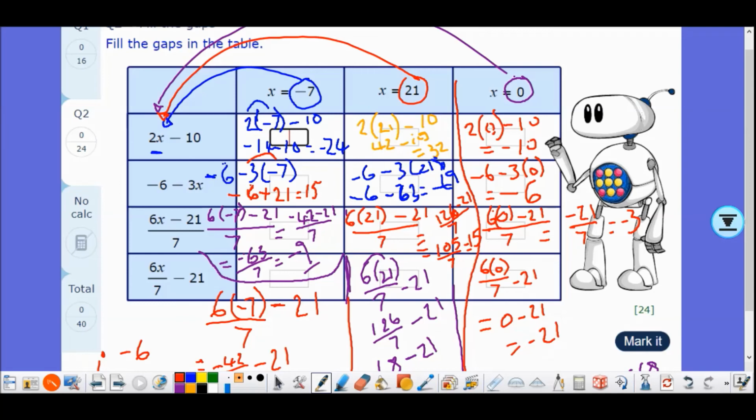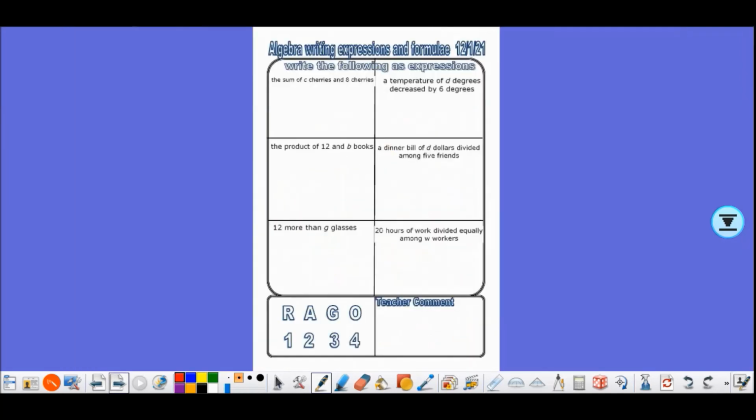And that's the second part of the homework done. On to the written homework that I set.